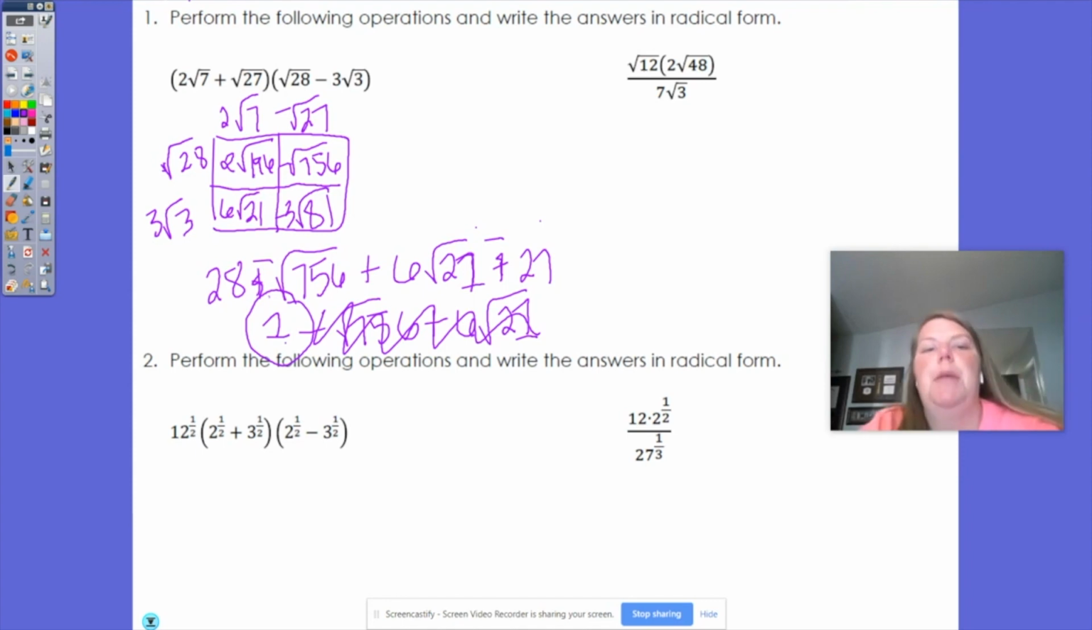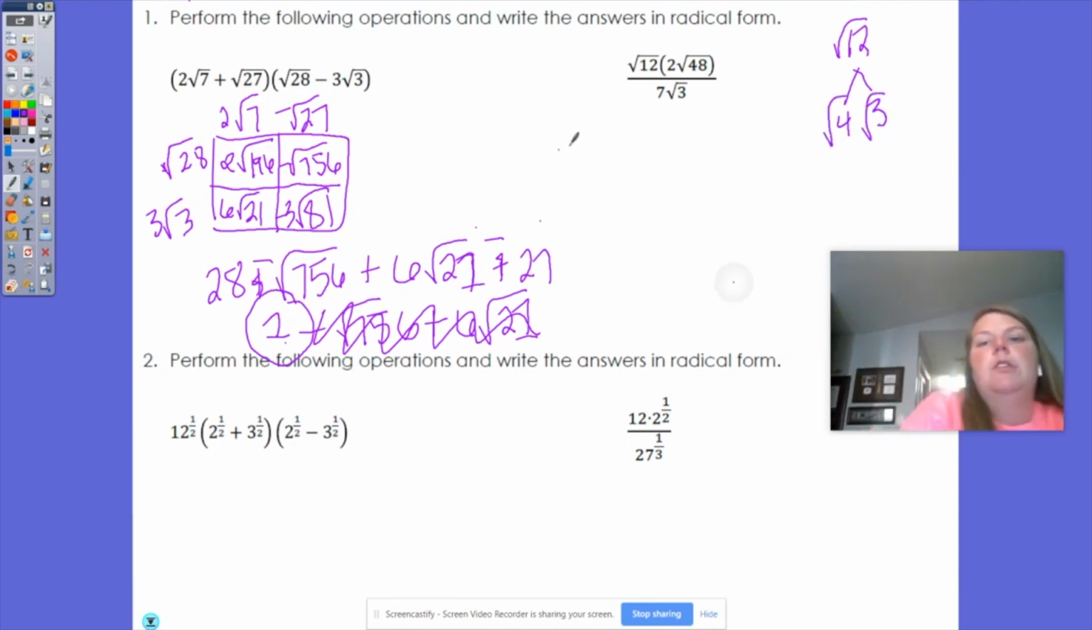I'm going to go ahead and do part B on number 1. What I'm going to do here first is simplify the things that I can. So the first thing I'm going to simplify is the square root of 12. That simplifies into 4 and 3. And of course, we want to take the square roots. So that's actually 2 times the square root of 3.